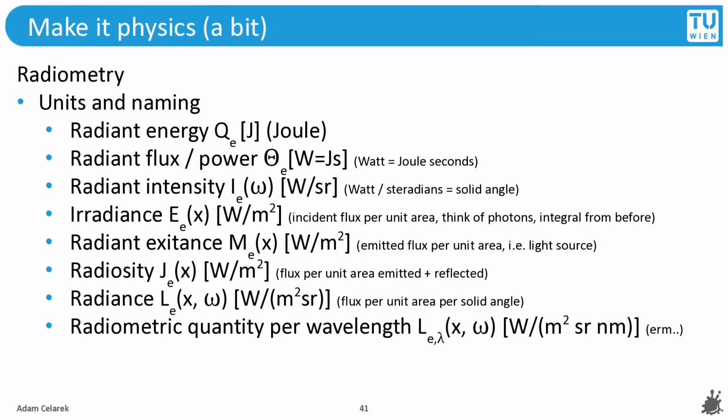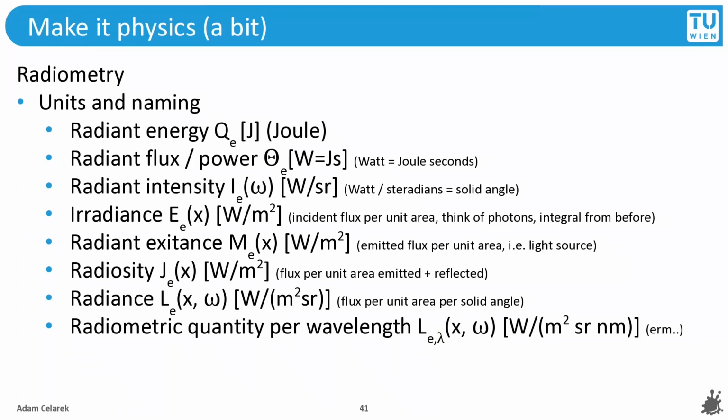Next, we will cover some radiometry. That means units and naming. It might be a bit boring, but it's also important. I will use an analogy of rain or water droplets. This analogy might be a bit weird, but it will work out great. And I hope that it will make things a bit easier to understand.